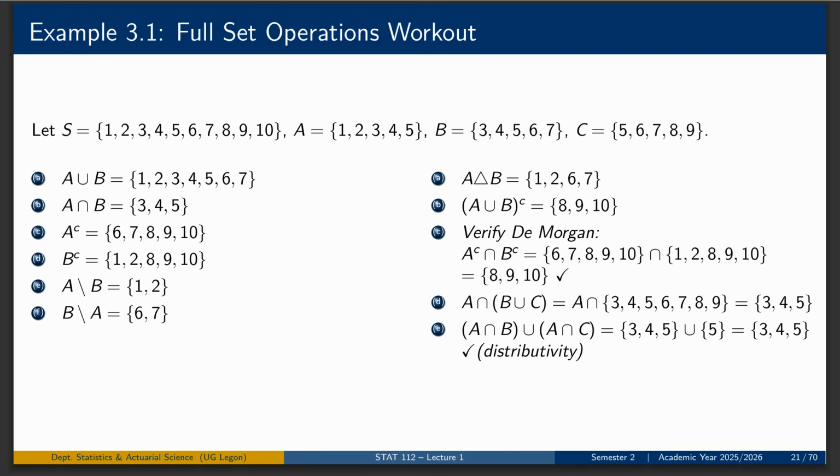The symmetric difference is also given. A union B complement, through De Morgan's law, has also been done. So you can verify De Morgan's law: A complement intersection B complement gives 8, 9, 10. And that's the same as A union B complement. So yeah, we have it. And also the distributive and associative laws, we can do all that in there.